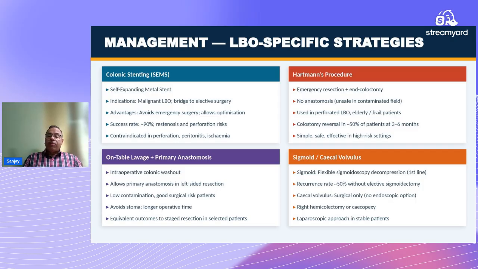Hartmann's procedure we have already discussed, which is an emergency procedure with a resection and colostomy, which can be done in patients with large bowel obstruction with peritonitis because of perforation.